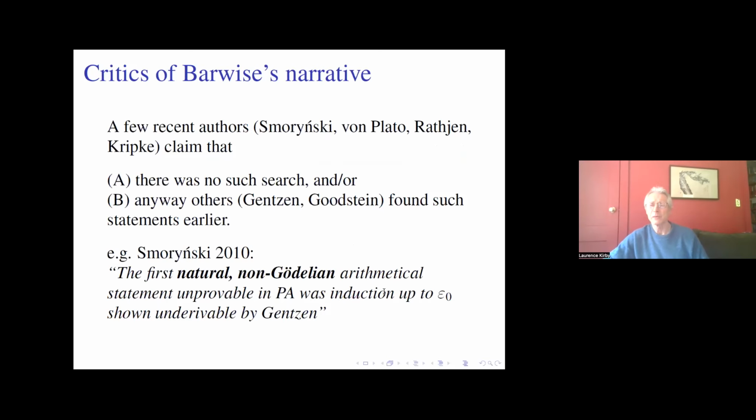More recently, a few authors, and I'm going to mention briefly Smerinsky, von Plato, Ratjian, and Kripke, dispute this narrative and claim that either A, there was no such search, or B, others found such statements earlier, and usually Gentzen and Goodstein are mentioned, or both A and B. Kripke, who's the most polemical of these authors, certainly holds both A and B, even though you might argue that they contradict each other somewhat. But here's an example of a quote from Smerinsky in 2010. The first natural non-Gödelian arithmetic statement unprovable in PA was induction up to epsilon 0, shown underivable by Gentzen.